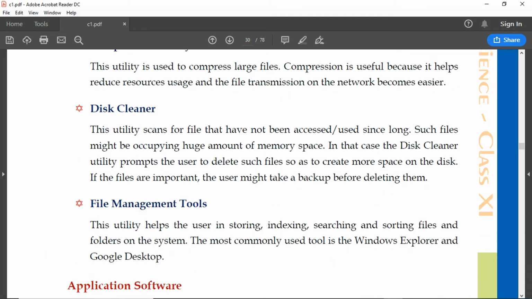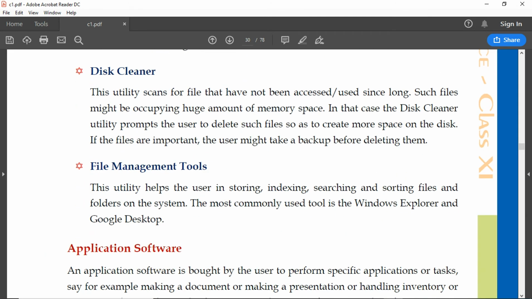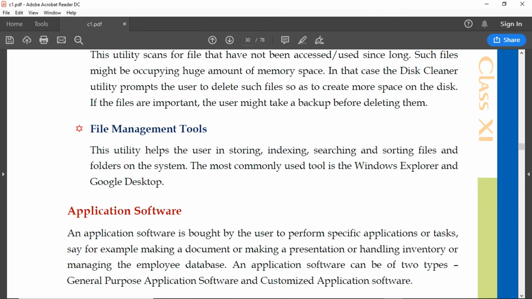Disk cleaner. This utility scans for files that have not been accessed/used since long. Such files might be occupying a huge amount of memory space. In that case, the disk cleaner utility prompts the user to delete such files so as to create more space on the disk. If the files are important, the user might take a backup before deleting them.